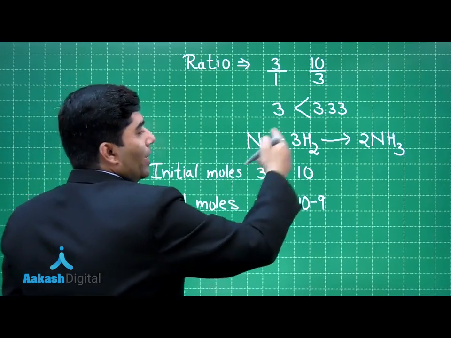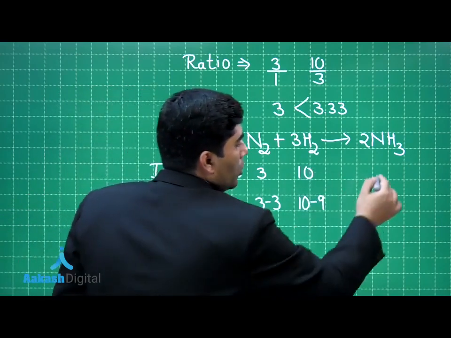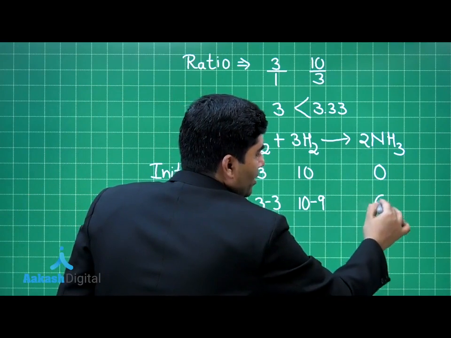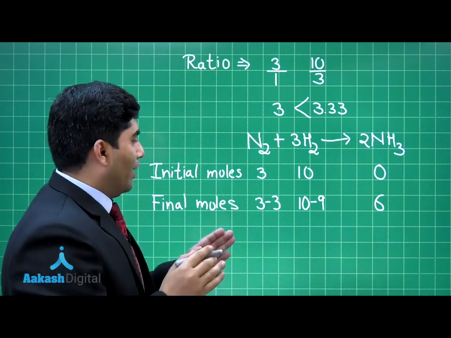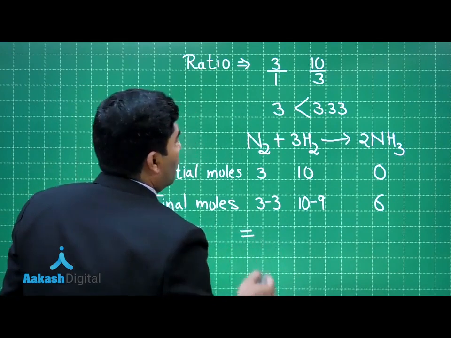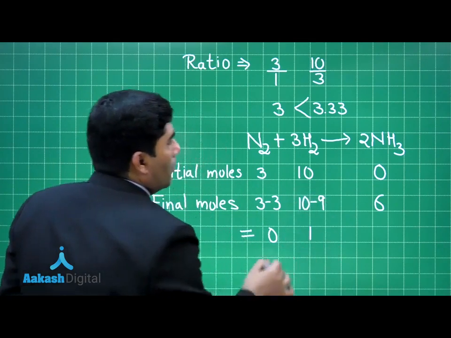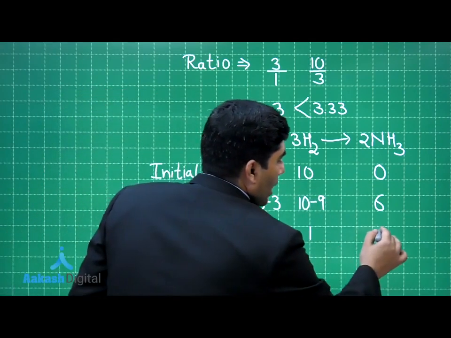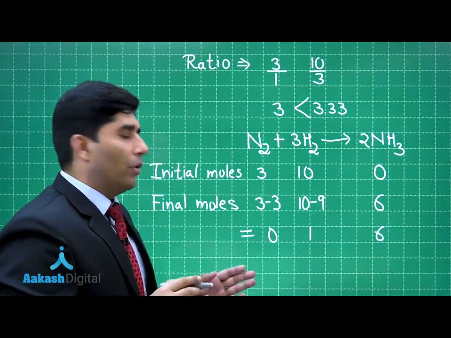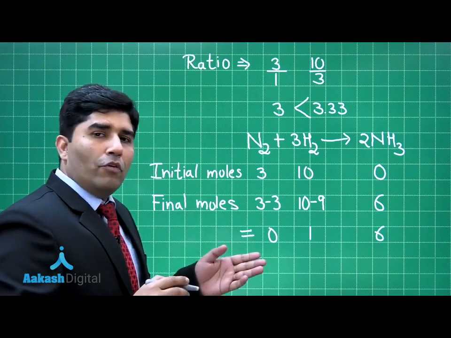Now let's talk about ammonia. 1 mole of nitrogen gives 2 moles of ammonia. 3 moles will give us 6 moles. So the initial was 0 and now it is 6. So this is the final answer, and the left amount of nitrogen is 0, left amount of hydrogen is 1, and amount of ammonia that is formed is equal to 6 moles. So that's how we can solve these kind of problems. Let's solve another question.